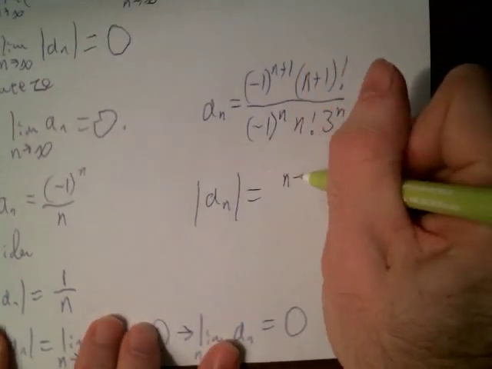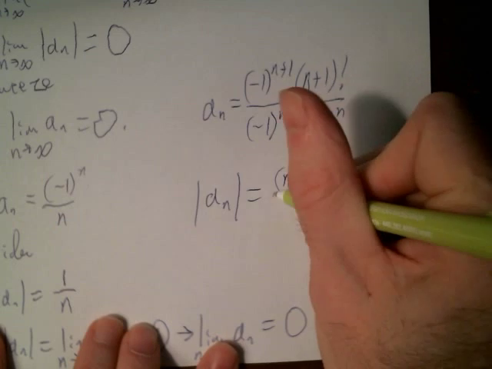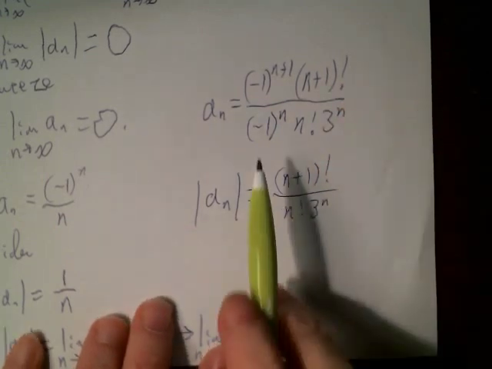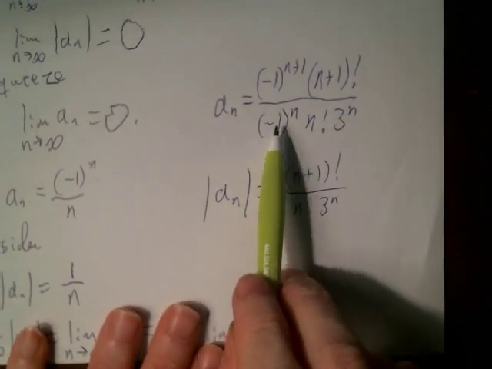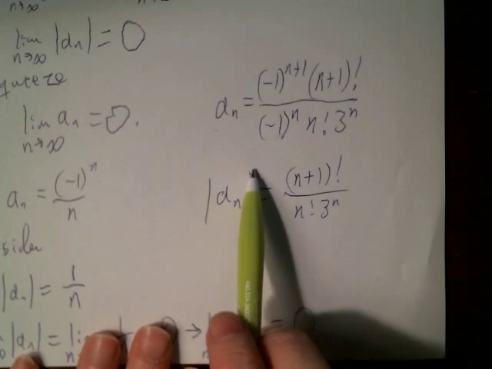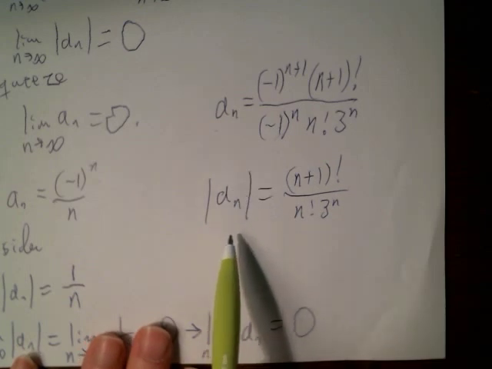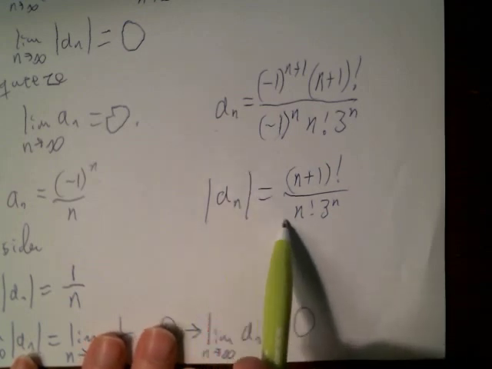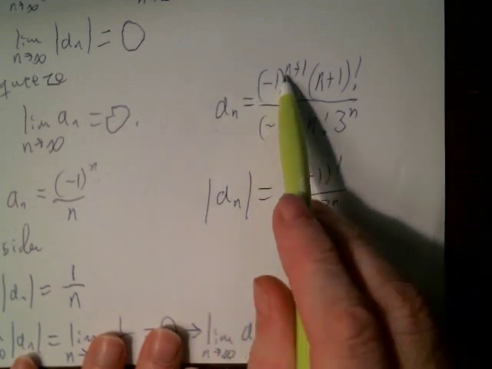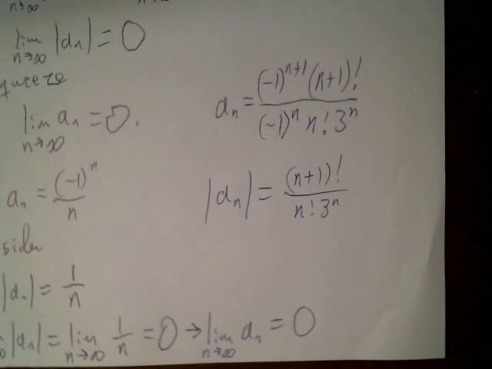So you'll just end up with (n+1)! over n! times 3 to the n. So these -1s, the only effect they will have is changing the individual terms of the sequence to either negative or positive. If you take the absolute value of the individual terms, they're always going to be positive. So it kind of has the effect of canceling out these (-1)^n's. Okay.